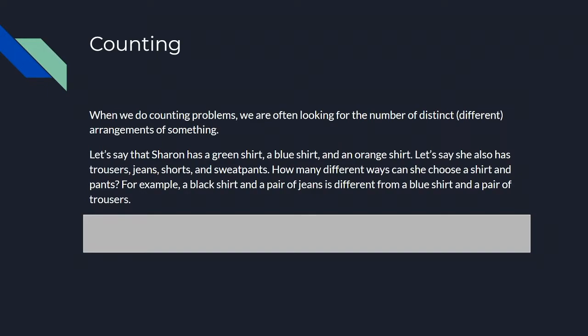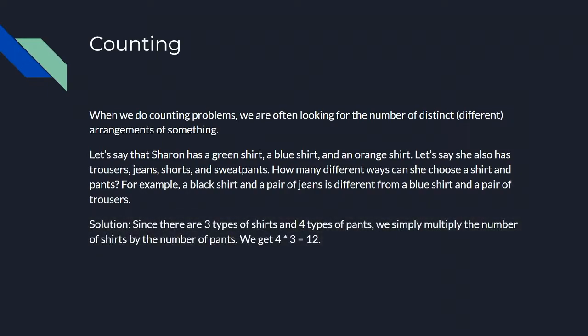So, how are we going to approach this problem? I'll give you 5 seconds if you want to pause the video. Okay, so the answer, I think you might have gotten it pretty easily. There are 3 types of shirts and there's 4 types of pants. So we simply multiply the number of shirts by the number of pants. So for each shirt type, we have 4 different types of pants. So we get 4 times 3 is 12 different arrangements.